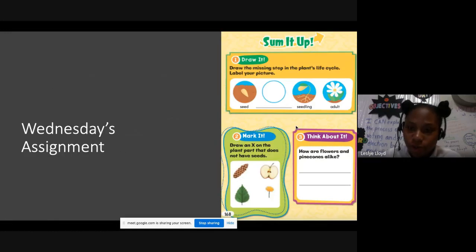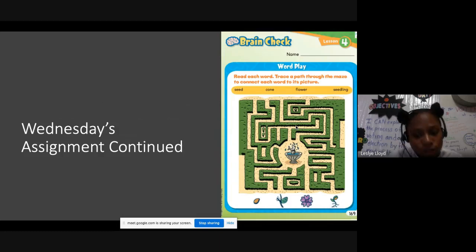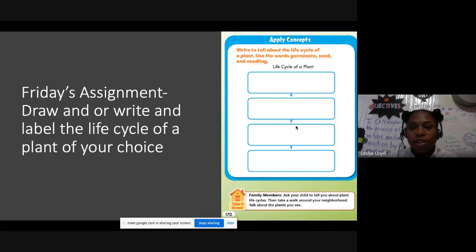This is one of your Wednesday assignments, and you will see it attached. This is also your Wednesday assignment, and you will see the attachment under assignments. This is Friday's assignment, and you will see that under attachments.